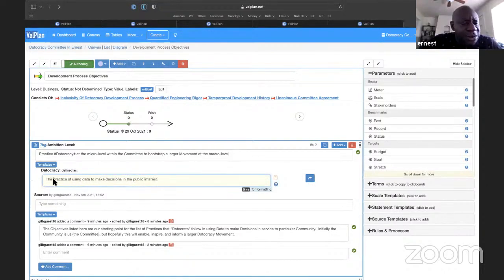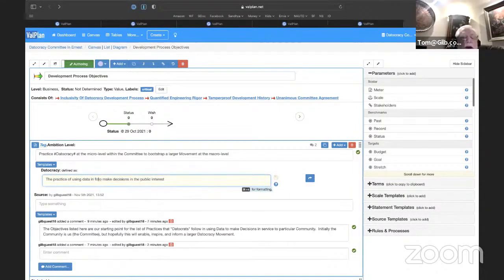Is it a process or a practice? Well, it's not the same. It could be either one, and we can even define those. But let me just show you how to get words in the glossary. That's what I'm trying to do.